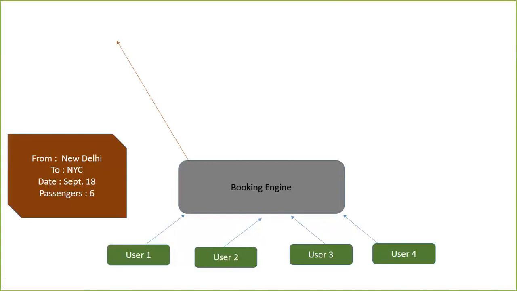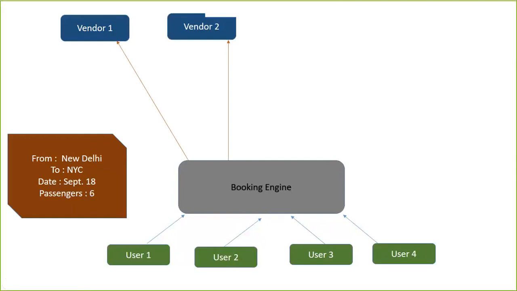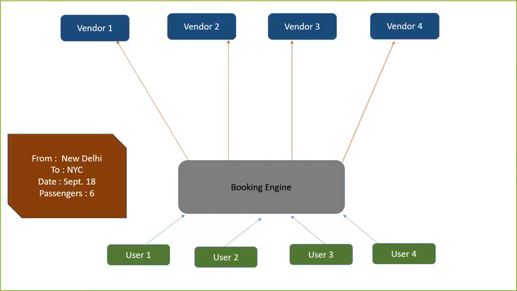this number of passengers. Now, what this booking engine is going to do is send this information to different vendors. These vendors are nothing but different airline websites. Whichever vendor has the availability for this particular information, a flight from New Delhi to New York City on this particular date with this number of passengers, will send back some information to the booking engine. It will inform it that they have the availability.